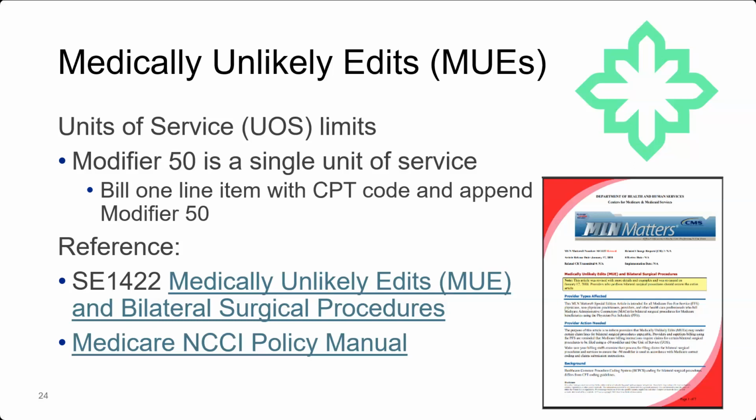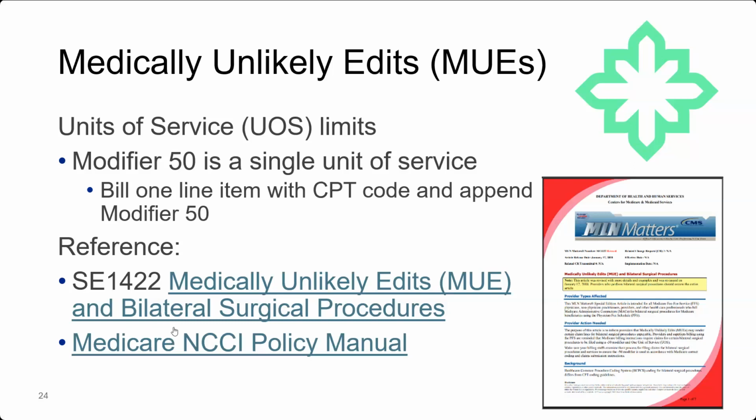It does not mean that a modifier 50, RT or LT couldn't override that. It can override it. So if you're doing a right and a left and the MUE is 1 and you put an LT and an RT on it, now you're indicating that you've done two separate sides of the body, which means yes, that's appropriate. Okay? So we want to make sure we're using that appropriately. If you put a 50 on it, you're still going to want to bill with one unit of service.